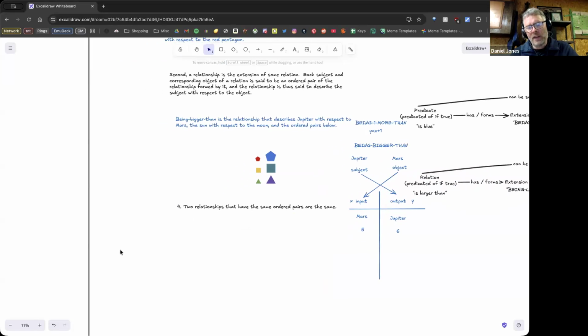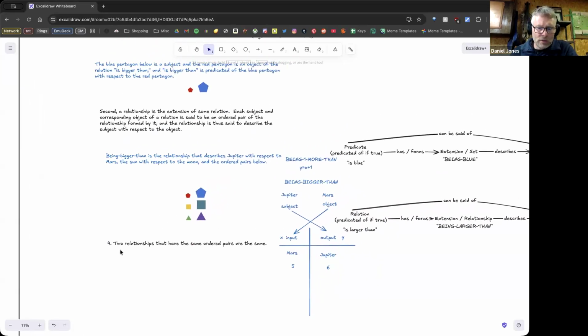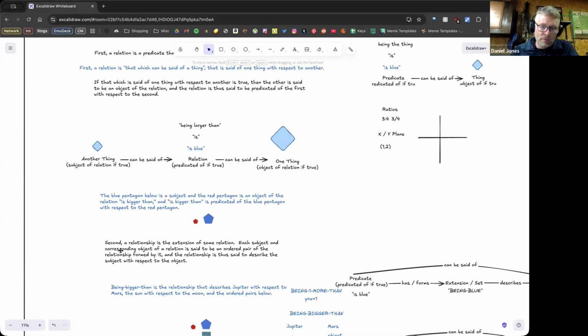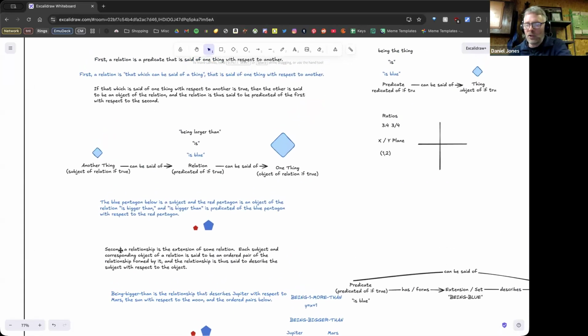Another way you could think of it is if I say being larger than, and if I say it in Chinese, 比较大, okay? Even though I use different words, if the ordered pairs are the same, then there's an equivalence between those two relationships. Therefore, we'd use 比较大 to translate is bigger than because they're the same relationship, same ordered pairs.